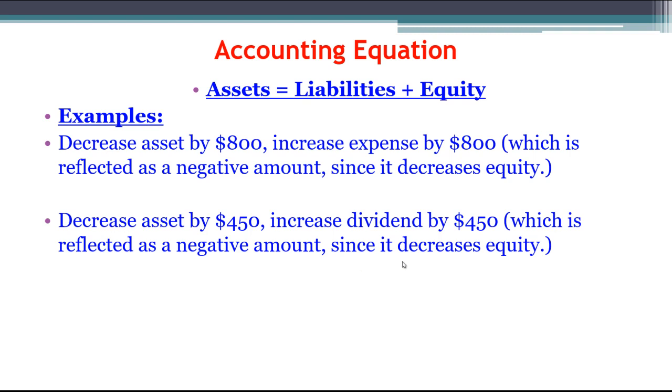It goes straight to retained earnings. So an increased dividend, meaning we've recorded more dividends, decreases retained earnings and decreases equity overall to offset the decrease in the asset side. So this one's the one that causes people the most trouble.